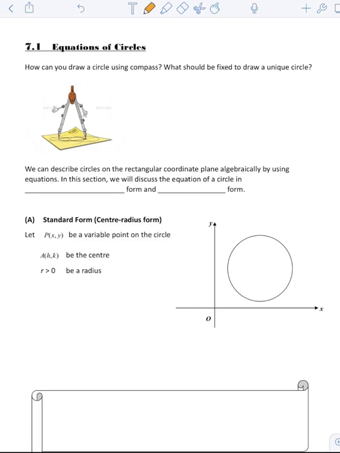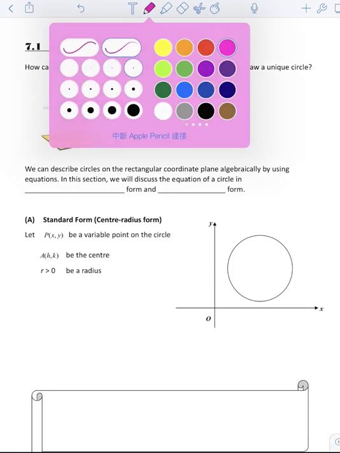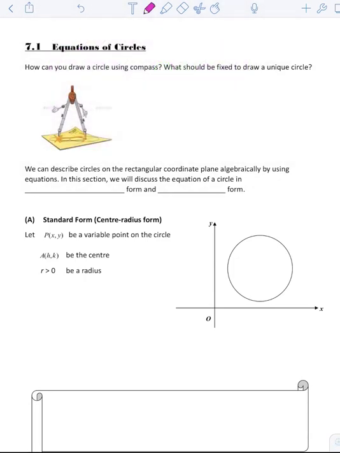Do you still remember how you can draw a circle using the compass? What should be fixed to draw a unique circle? First, you have to fix a point using the needle, which is the center. Then you set the width between the needle and the pencil, which is the radius. Then, by moving the pencil around, you can draw a circle.